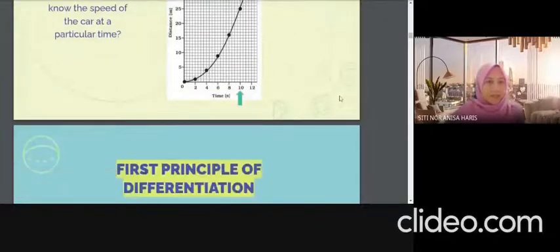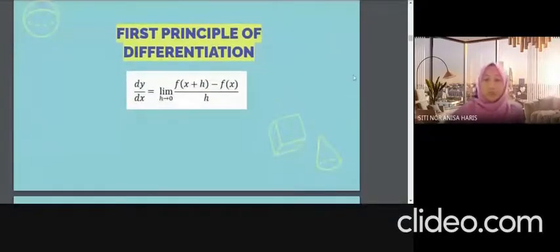Okay, therefore, to do so, we need to apply the definition of the first principle of differentiation. Here is the formula for the first principle of differentiation, which is dy over dx equal to the limit as h approaches 0 of f of x plus h minus f of x, divided by h.